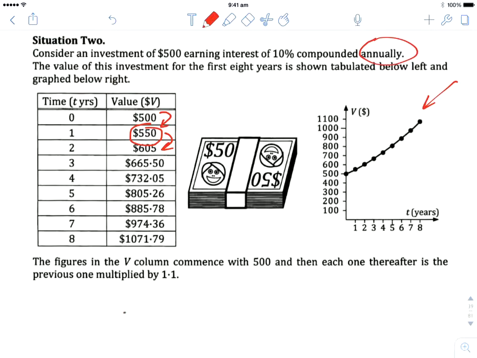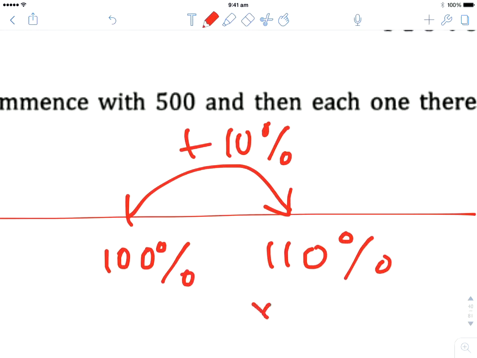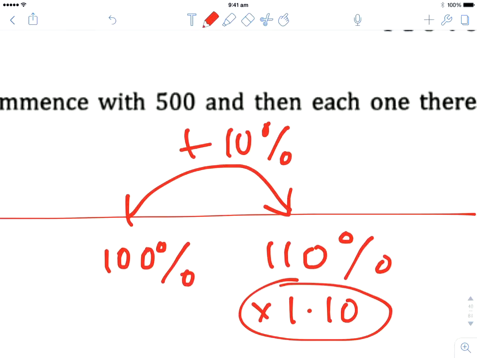One way that I like to think about this is, here's a percentage scale, here's 100% in the middle, 100% of the cost or the value of something. If we add on 10%, which is what we're doing here, we end up calculating 110% of the original value, which as a decimal is 1.1. So adding 10% on is the equivalent of timesing by 1.1.